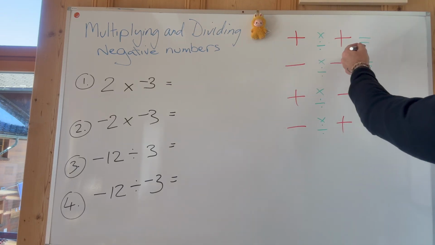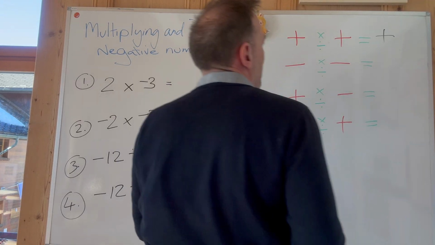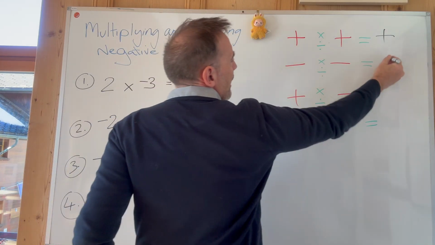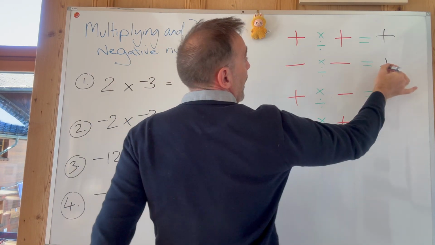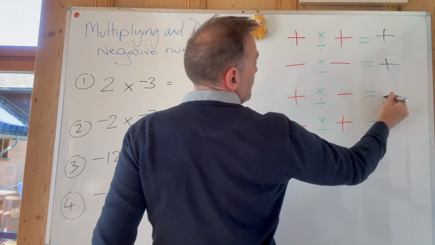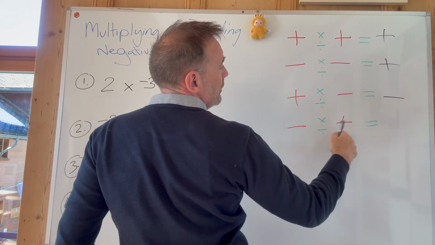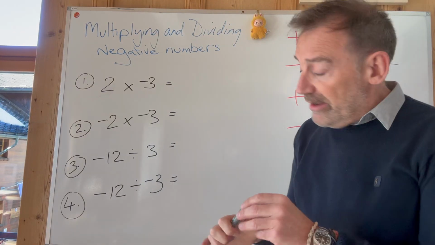Good. Positive and positive is? Positive. Fantastic. Negative and negative? Positive. Positive and negative? Negative. Negative and positive? Negative. Good.